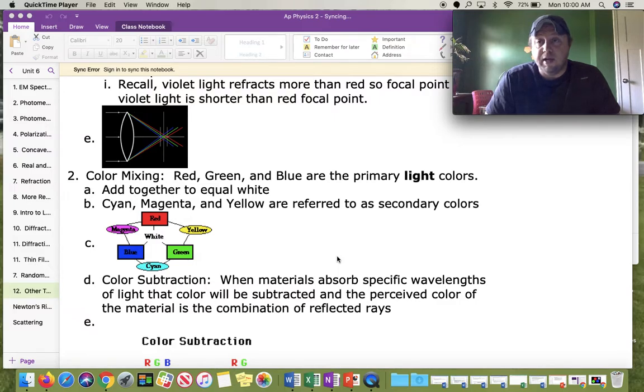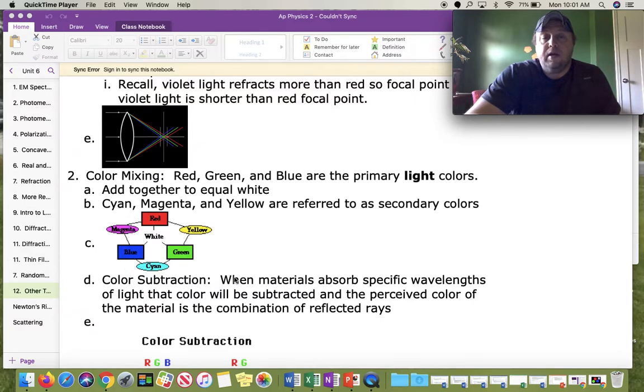Now, we can also form secondary colors from this, just like we can with pigments. Red and blue will combine to form magenta, not violet, it's magenta. Red and green will combine to form yellow, and blue and green will combine to form cyan. All right, so if I have a light source and I just have a red filter, I will allow only red to propagate through that filter. But if I take the red filter and a blue filter and I overlap them, I will get magenta shining through. Okay, now this is color adding.